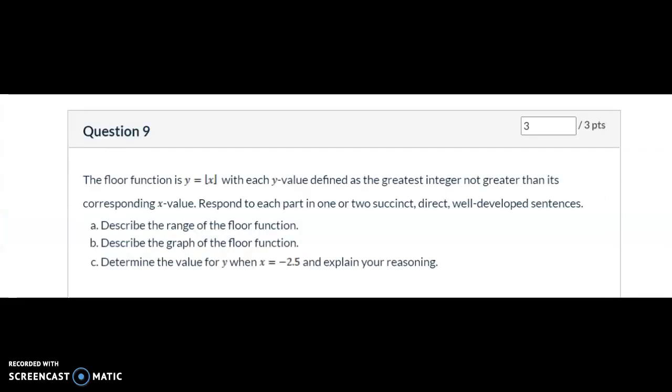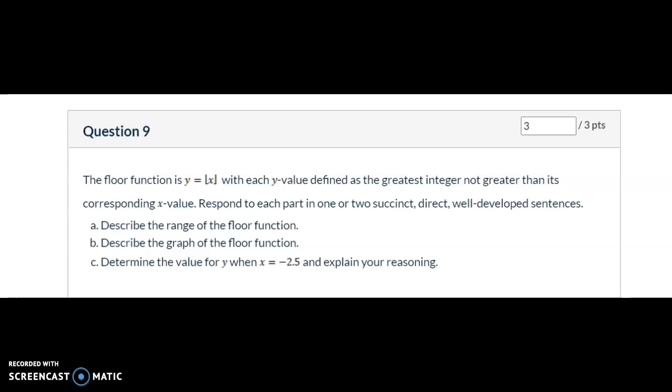For question number 9, they're asking us about this floor function. It says y equals the absolute value of x, with each y value defined as the greatest integer not greater than its corresponding x value. Respond to each part in 1 or 2 succinct, direct, well-developed sentences. The first one is describe the range of the floor function. Remember, the range is what the y is. If it is the absolute value of x, then the range of the floor function is going to be everything positive.